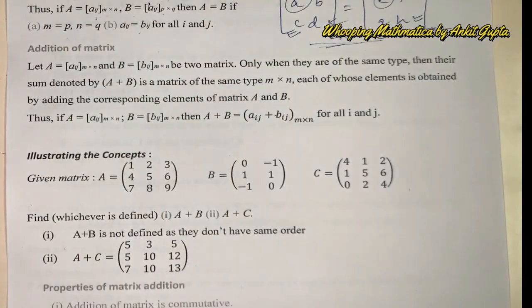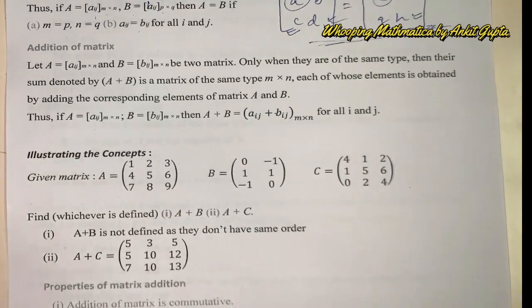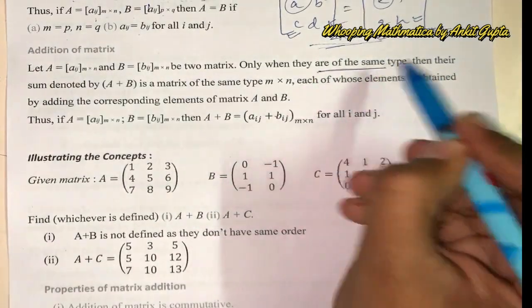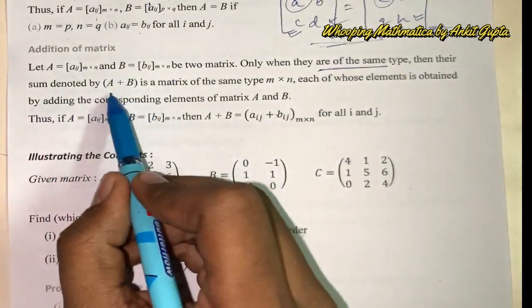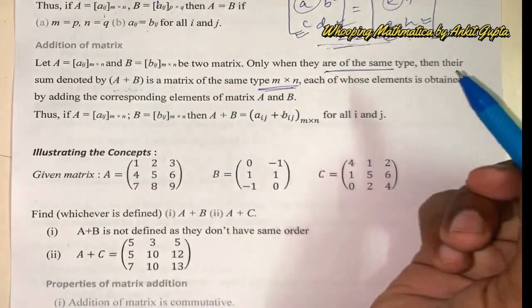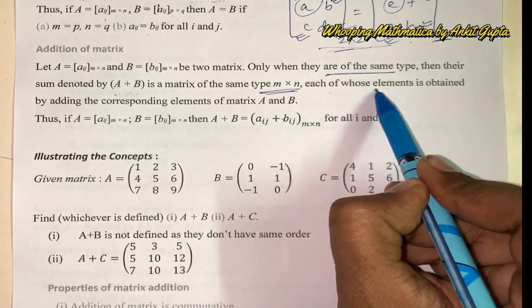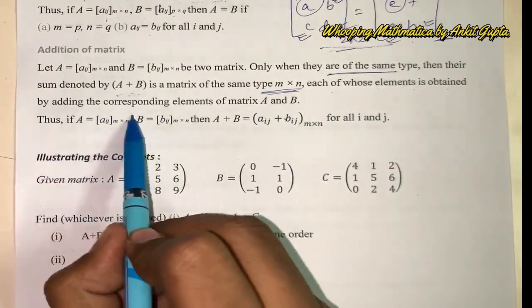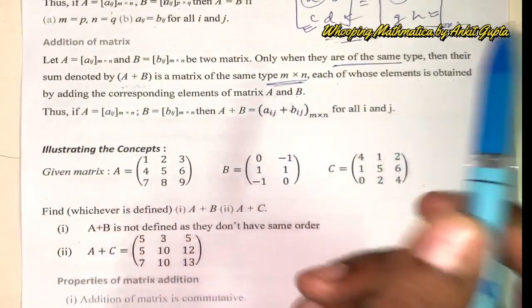The next concept that we are going to discuss is addition of matrices. This is also possible only when they have the same order, that means they are of the same type, and then their sum is denoted by A plus B, a matrix whose order is m by n, and each of whose elements is obtained by adding corresponding elements of A and B.